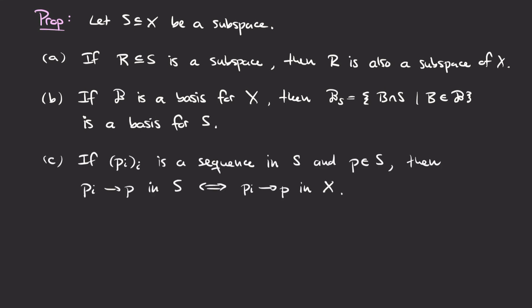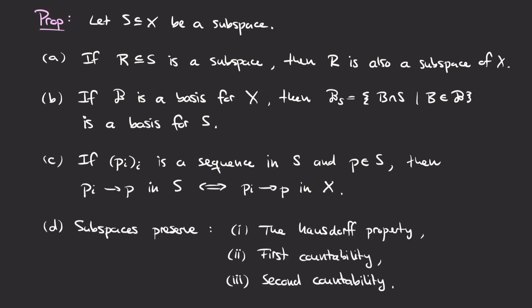The next part concerns limits of sequences. So if we have some sequence P_i which lies in S, and there's also a point P which lies in S, then the sequence P_i converges to P in S if and only if the sequence P_i converges to P in the larger space X. So part C is saying that for a sequence, it doesn't matter whether you think about the sequence as lying in the subspace or whether you think about it lying in the larger space, convergence will be the same in both cases. The final part, D, of this proposition says that subspaces inherit some nice properties from the larger space.